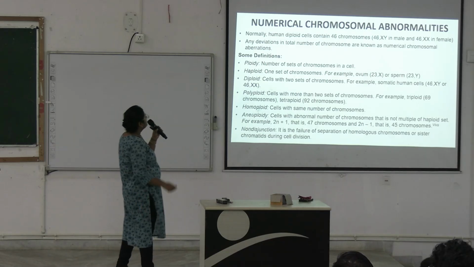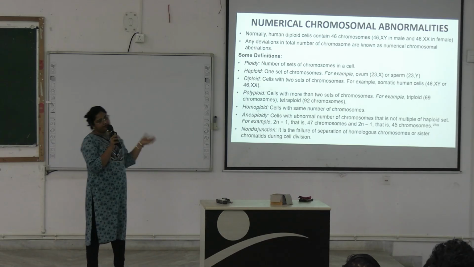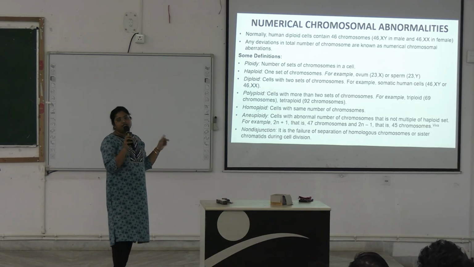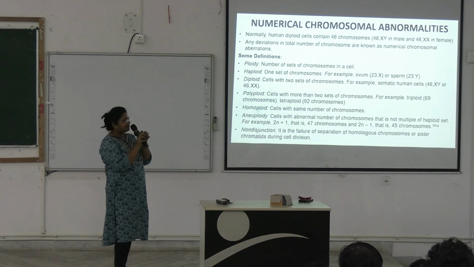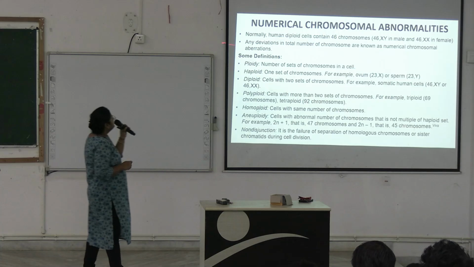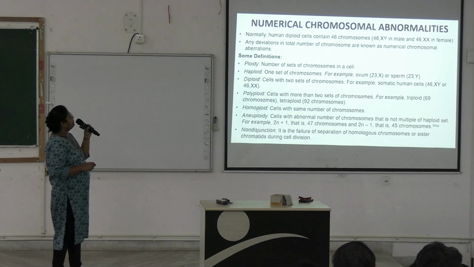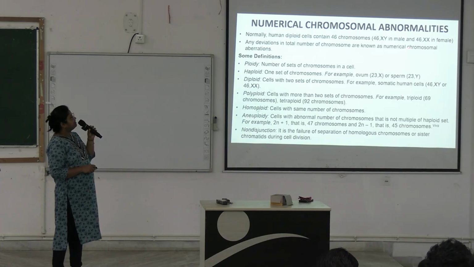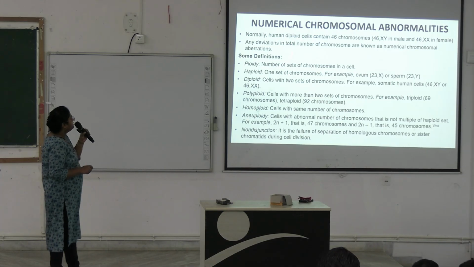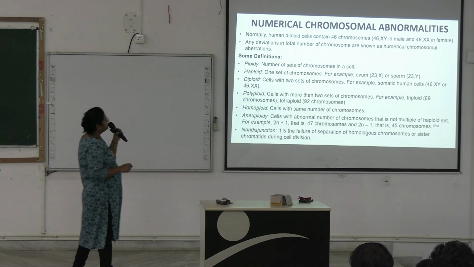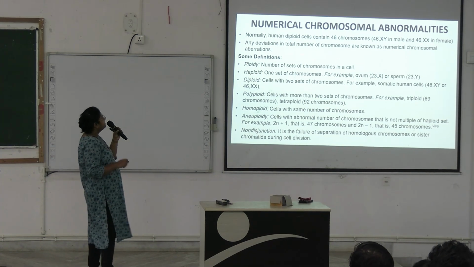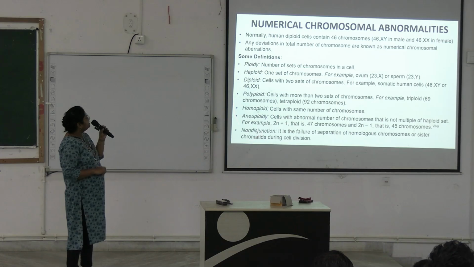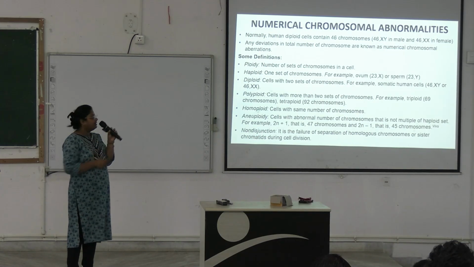Next. So we have discussed structural aberrations. Next, we are going to numerical aberrations. Normally, human diploid cells contain 46 chromosomes, 46 XY in male, 46 XX in female, and any deviations in the total number of chromosomes are known as numerical chromosomal aberrations. These are the different definitions of different numerical aberrations.